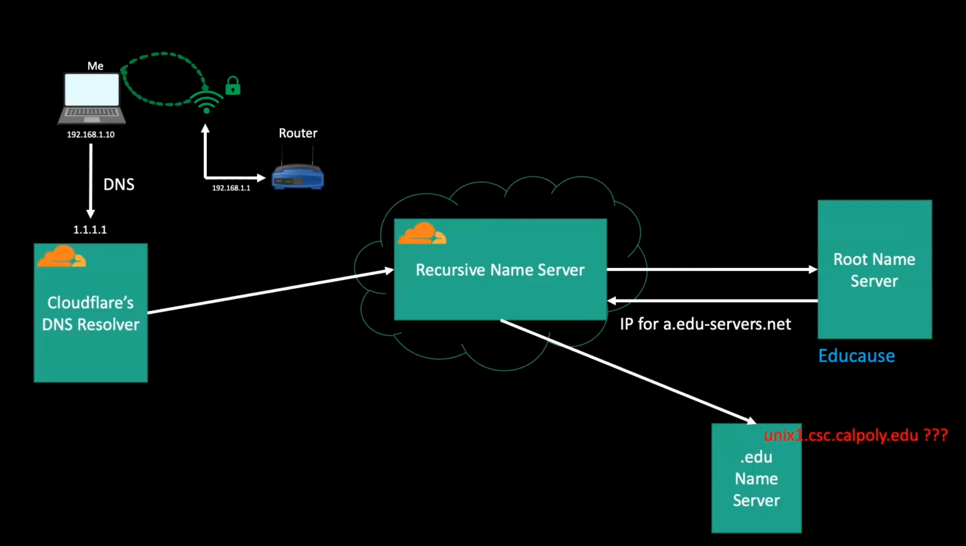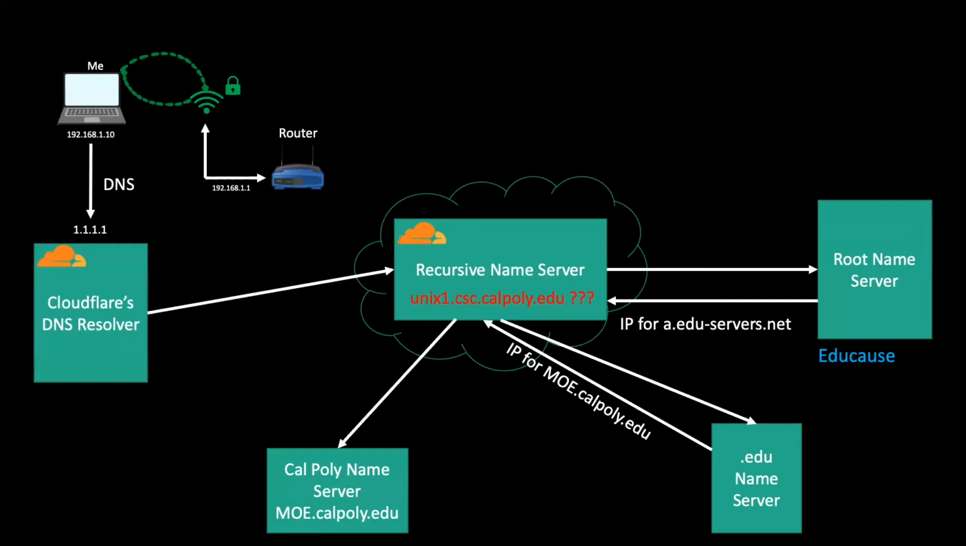So that request gets sent over to the .edu name server, and .edu is like, well, I don't know where unix1.csc.calpoly is, but I do have this entry for calpoly.edu, which is mo.calpoly.edu. And that was found by just doing a whois lookup on Educause's actual website. So you could do that for yourself if you're interested. It's at net.educause.edu. And then that response gets sent back to Cloudflare. So now we know where calpoly.edu is, but we have no idea where unix1.csc is.